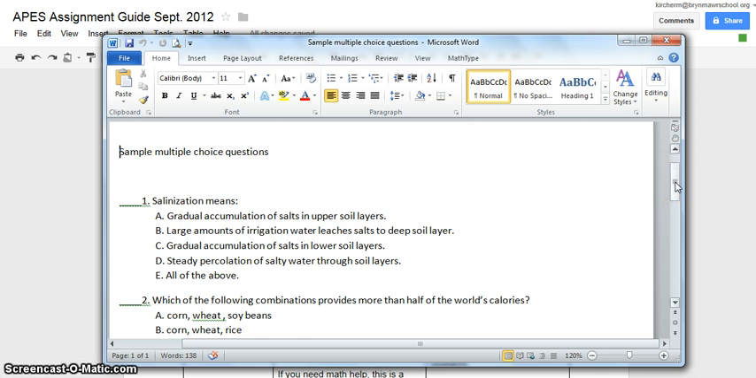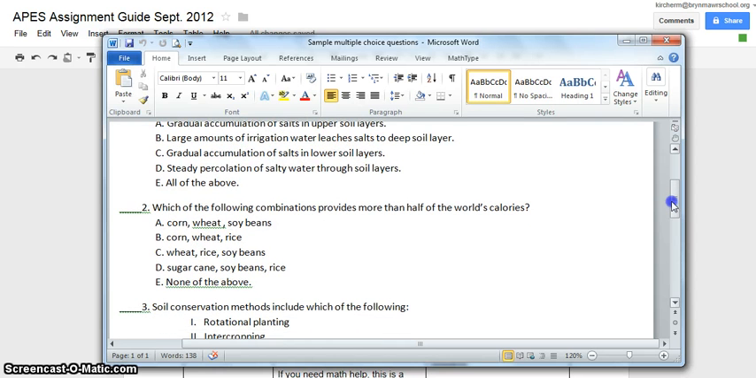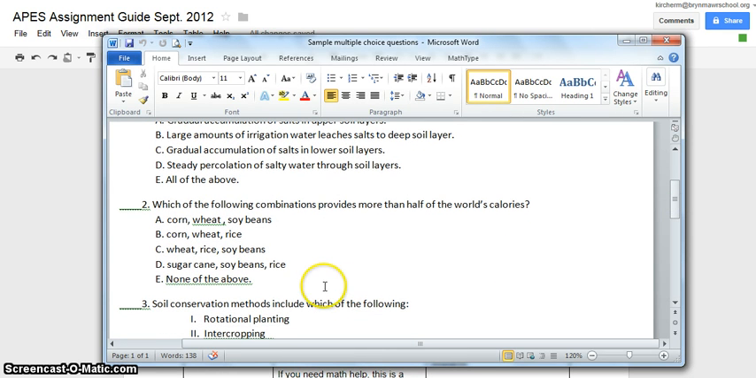You're welcome to write all over these questions and cross things out as you eliminate them, put question marks next to them. You definitely want to work with the question. Number 2, which of the following combinations provides more than half of the world's calories? Now, this is not something we explicitly talked about in class. You may need to rely upon some notes that you took, what you looked at in Omnivore's Dilemma, and you can inadvertently piece together some clues from things we did talk about in class, even though we weren't explicit.